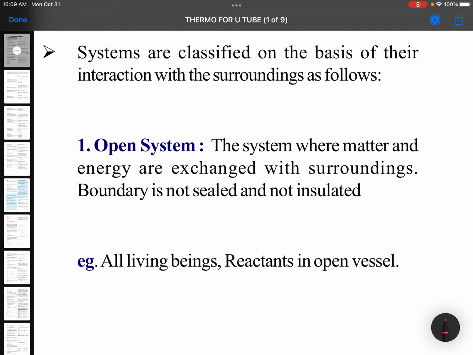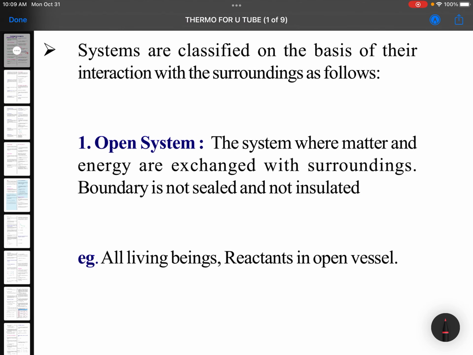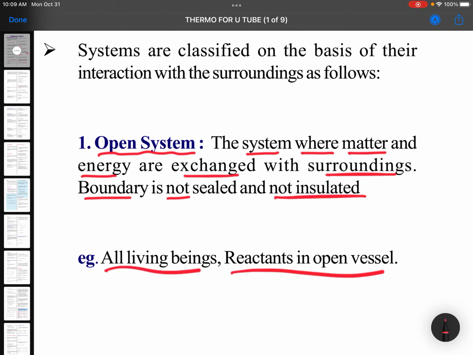Types of system. Systems are classified on the basis of their interaction with the surroundings, such as open system. Open system means between system and surroundings, heat exchange is possible as well as matter exchange. That is, exchange of matter is possible, heat is also possible. The system where matter and energy are exchanged with surroundings. Boundary is not sealed and not insulated. All living beings, reactants in an open vessel. Easy example I will say.